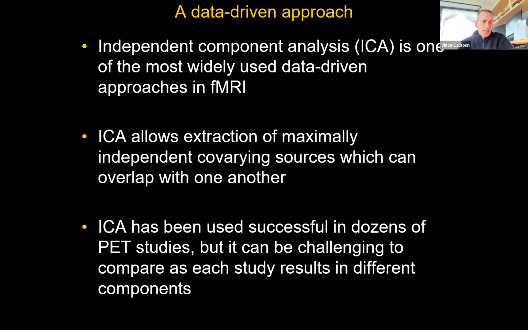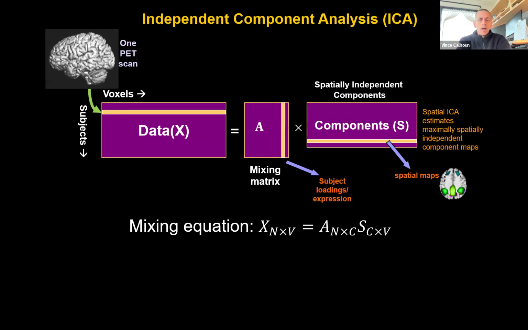So ICA is one of the most widely used data-driven approaches in fMRI. It's an approach that allows you to extract maximally independent spatial sources, which can overlap with one another. It's been successfully used in PET as well, in dozens of studies at this point. However, one of the challenges is comparing across studies, because every study is doing a fully data-driven approach, and you might have different components in different studies.